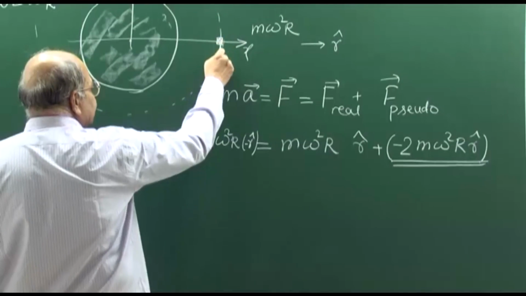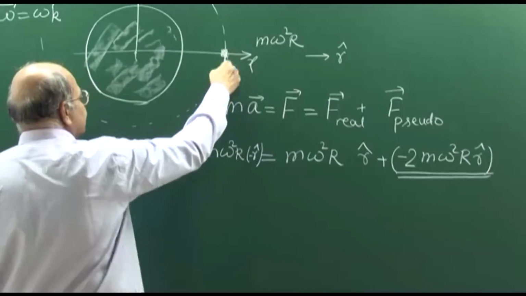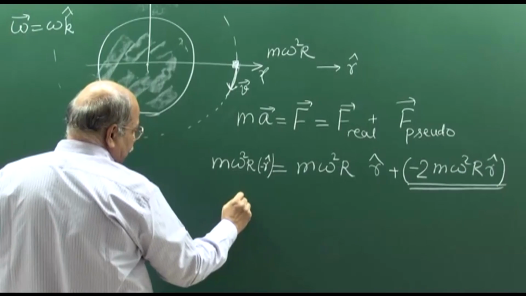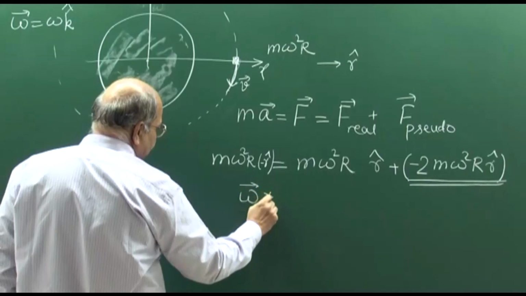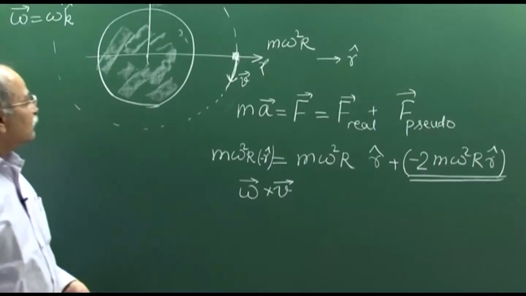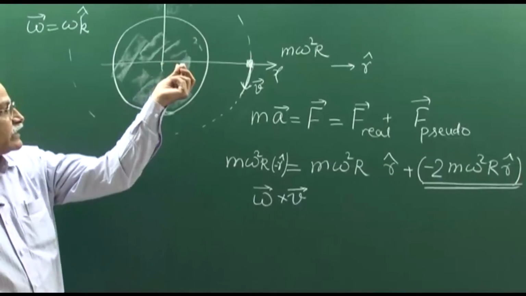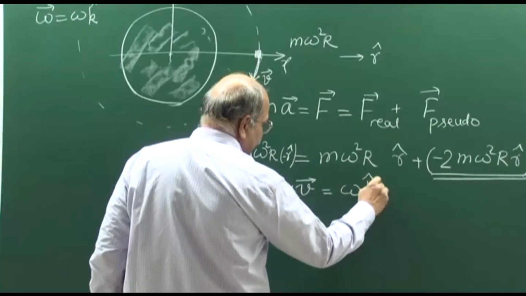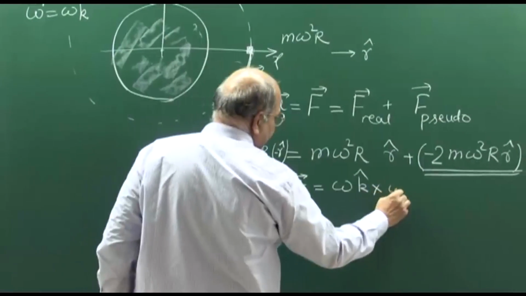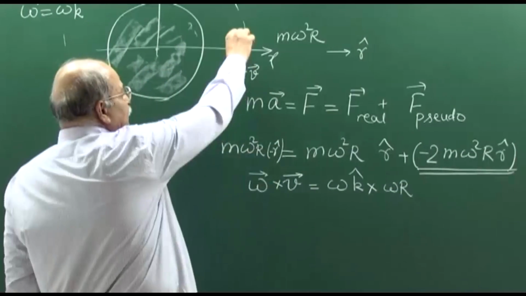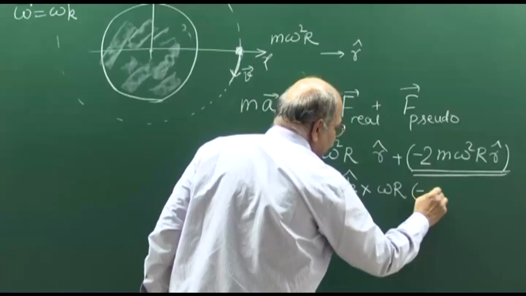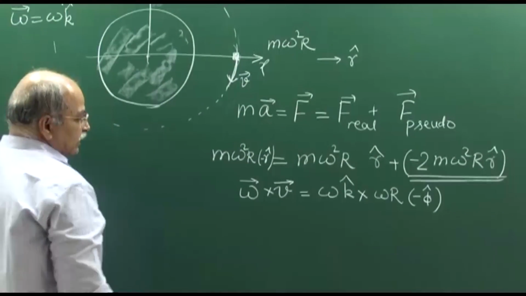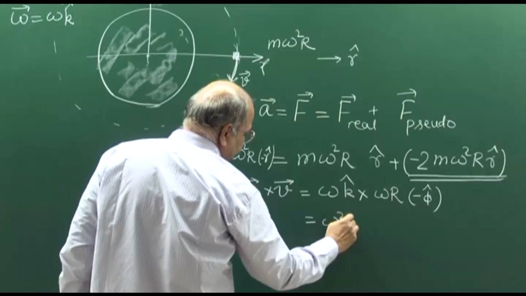If you see, the velocity is in this direction, this is the velocity at this instant, it is going in this circle. So, you can see, what is omega cross v? Omega, remember, is in z direction. So, omega is in z direction, so you can write this as omega k cap, and velocity is v, which is omega times r, and that is in minus phi cap direction. This is plus phi cap direction and this is minus phi cap direction, and this is omega square into r.